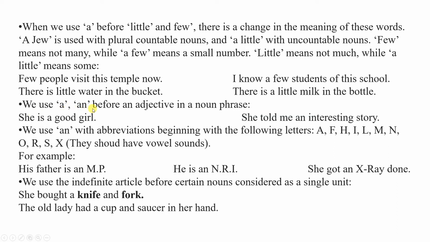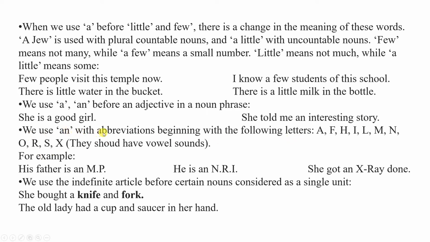We use a and an before the adjective in a noun phrase. If a noun phrase is there, for example, she is a good girl. So, good girl is a noun phrase. Before that, we can use a or an. She told me an interesting story. So, interesting story is a phrase.